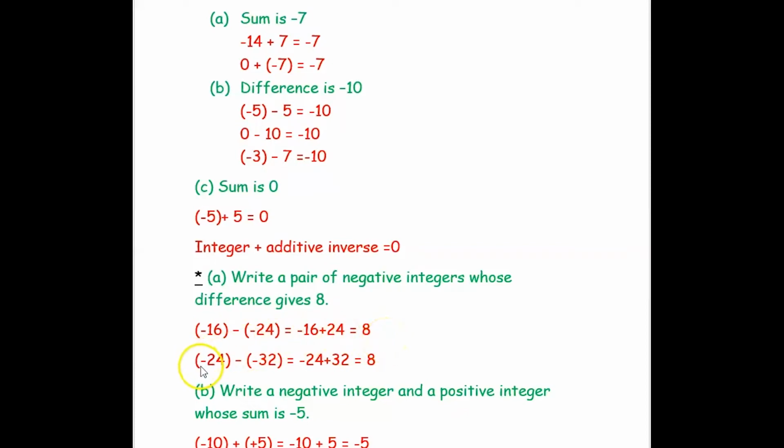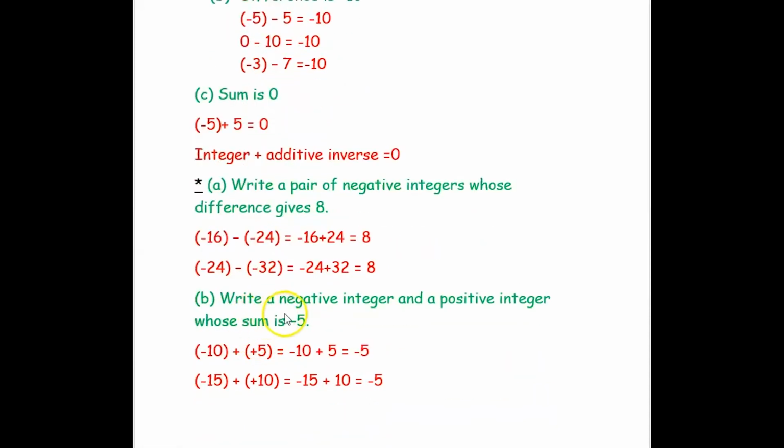Next number I have taken is negative 24. So the difference, so minus negative 32. So here it is negative 24, and this minus and negative will become plus 32. So if you do this, our answer will be 8.